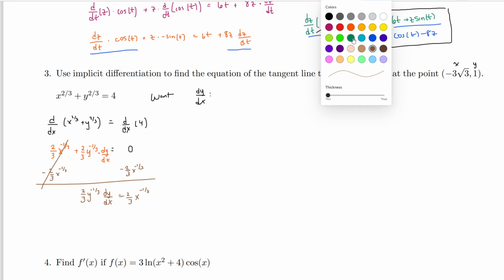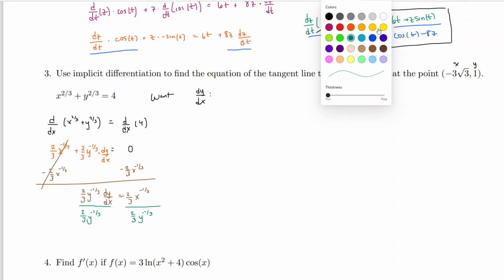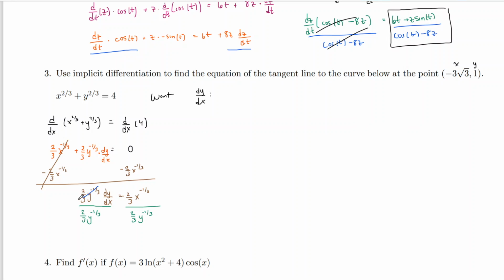All right, now typically we don't want negative exponents and we'll take care of that, but I'm going to hold off until we get dy over dx by itself. So what we want to do here is now solve for dy over dx. You can divide each side by the thing that's multiplying dy over dx, which is the 2/3 y to the -1/3. So that's going to cancel exactly out with that.